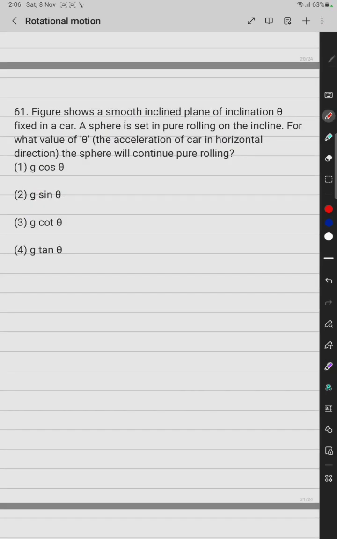According to this problem, there is a smooth inclined plane of inclination theta. A sphere is set in pure rolling on the incline. For what value of theta is the acceleration of the car in the horizontal direction, that means it is inside the car, and the inclined plane's angle of inclination is given, that is theta.